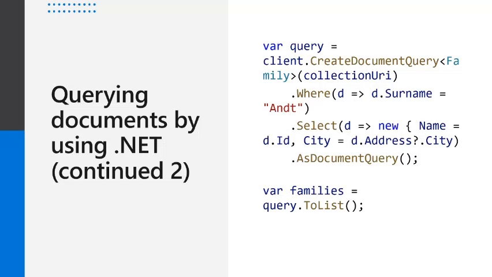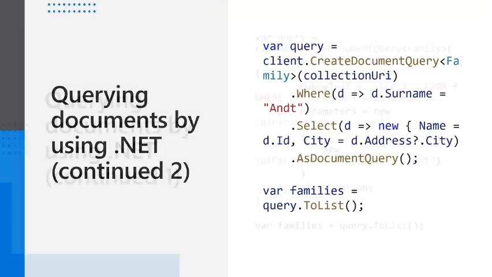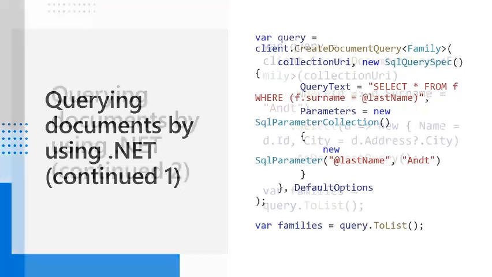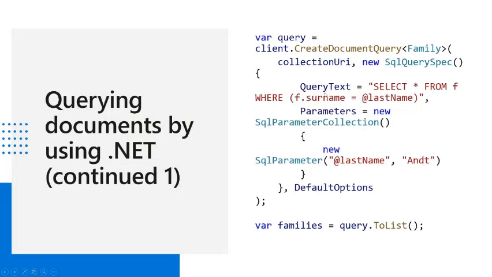Then the same query for family with the collection URI, where d equals surname equals d, select and so on, as a document query, where var family equals query.ToList. So you see querying documents by using .NET, the same way with a different approach. Here you are just using where and querying it the LINQ way, and here you are sending a SQL query using a SqlParameterCollection.